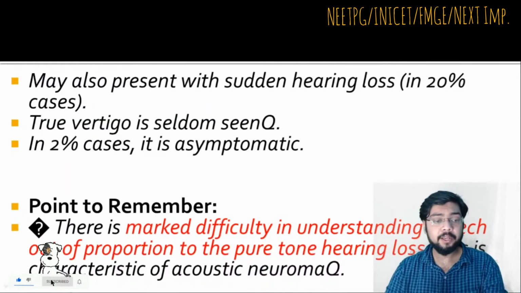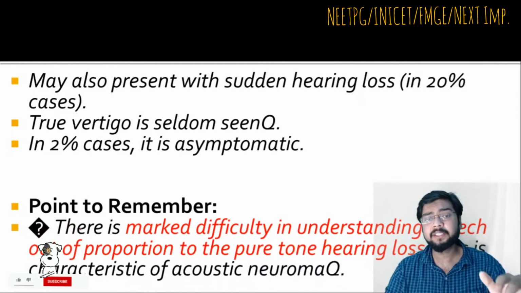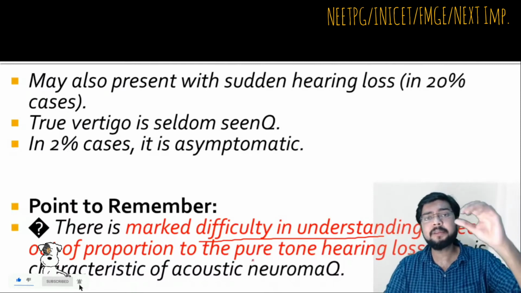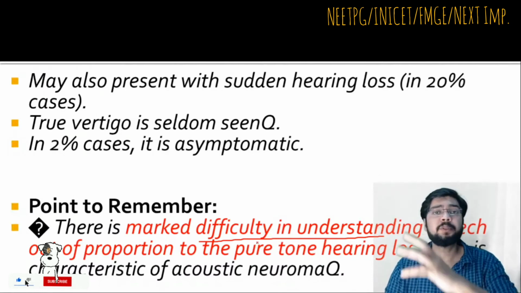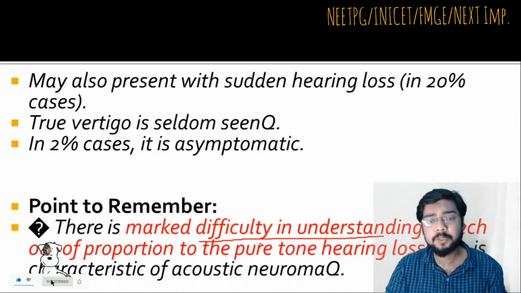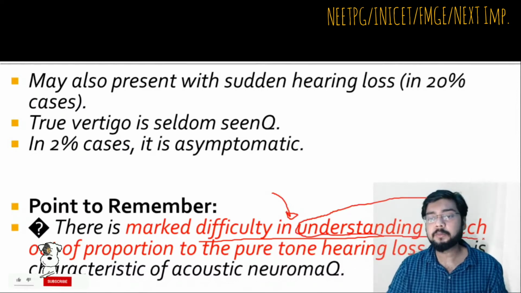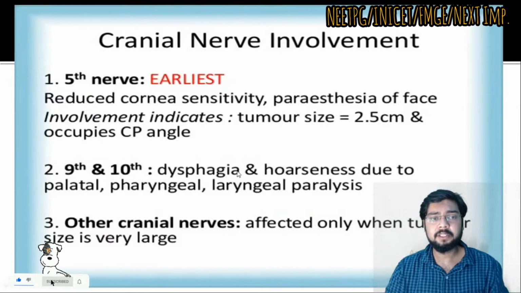Now, one more thing: how can you identify whether this sensorineural hearing loss is associated with this tumor or not? There would be marked difficulty in understanding speech out of proportion to the pure tone hearing loss. So however much the hearing loss is, you will feel that the patient has even more difficulty hearing, because the patient will not be able to apprehend the speech. So there will be marked difficulty in understanding speech, right? So mark this: in understanding speech, the patient would have a lot more difficulty.